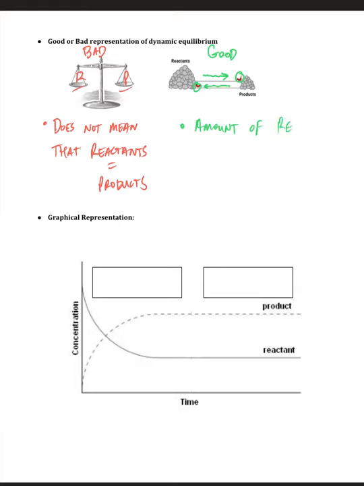of reactant, which is represented by this pile, and product, which is represented by this pile, is not changing. Notice that they have different amounts in each. Okay, it's not that they're the same amount, it's that they're not going to change. And that's because the forward and reverse reaction are occurring at the same rate. The ants are each transferring one rock at a time. Therefore, the amount of product and reactant is not going to change.